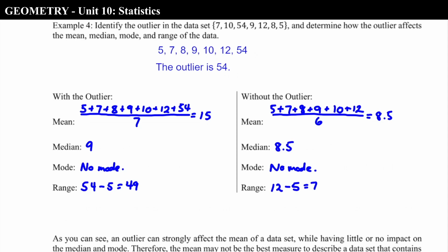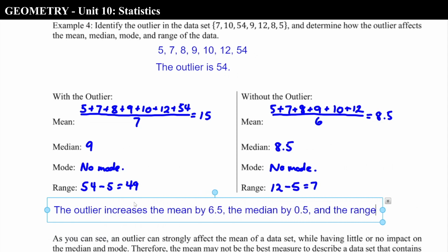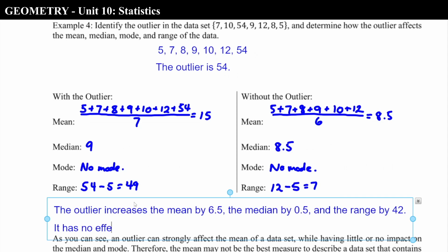So, in summary, what we can say is the outlier increases the mean by 6.5, the median by 0.5, and the range by 42. So it has no effect on the mode.